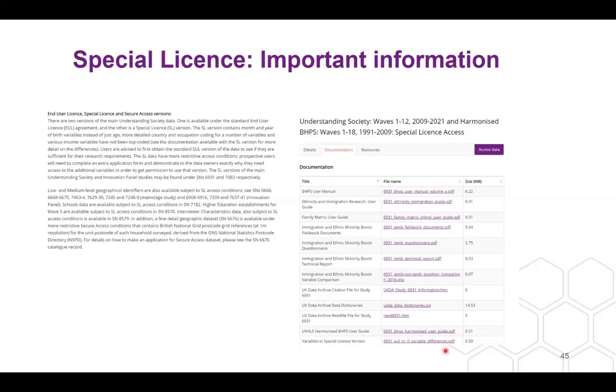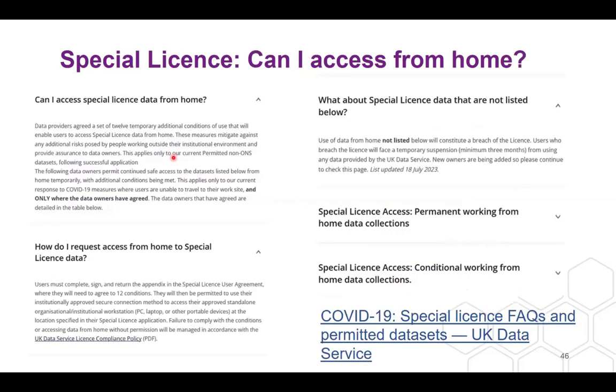And a lot of times the data owners have also submitted, here we have a PDF which explains which variables are in the special license and which are not in the less restrictive version. So you read it and you make your application to explain why you need that more restricted version of the data set.